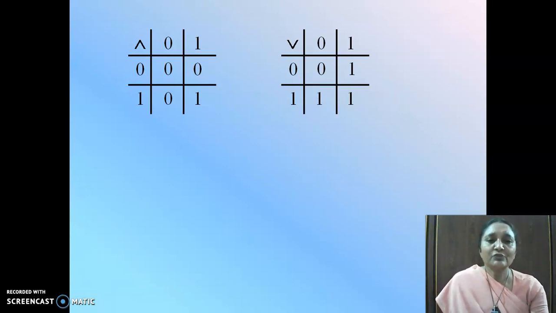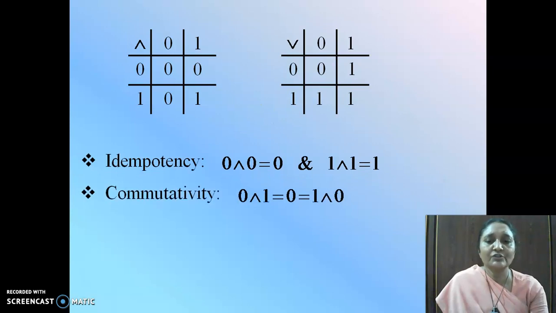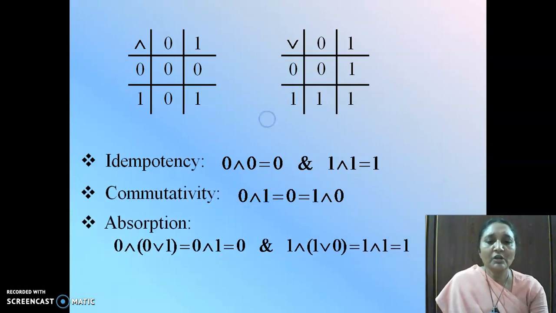With the help of these two tables, we can check the conditions of a Boolean algebra where the idempotency and commutativities are true. Absorption law states that 0 meet of 0 join 1 is equal to 0 meet 1, which is equal to 0. That is, A meet of A join B is equal to A.